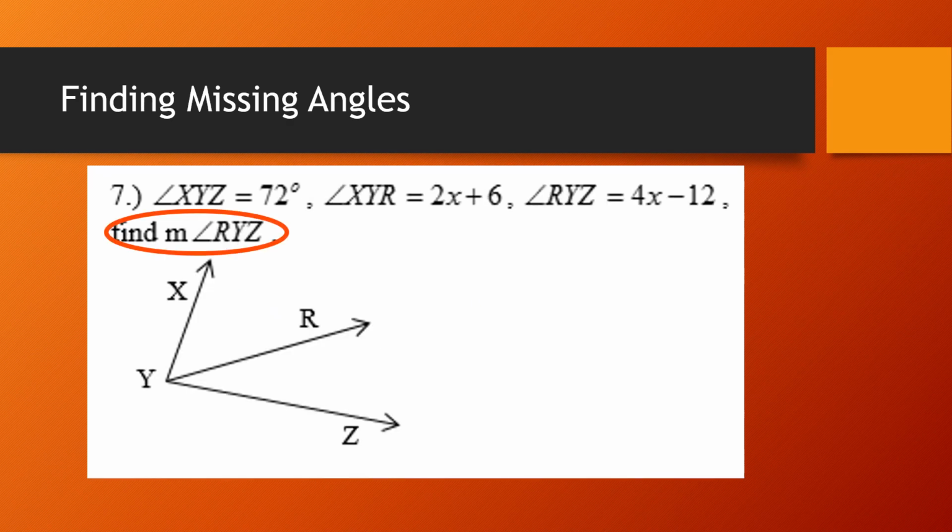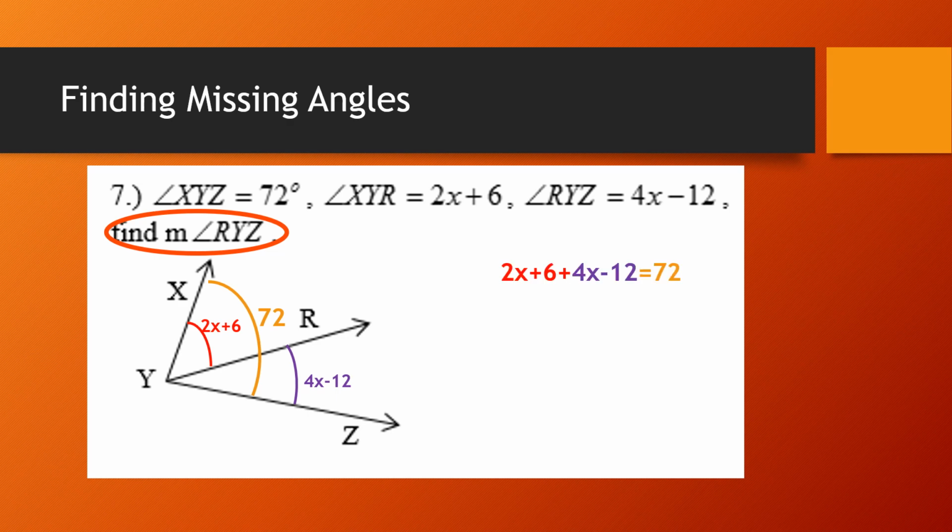Here's one that's a little harder. It tells us that XYZ is 72, so the whole entire thing again. And then we have some variables here. We have XYR is 2x plus 6, and then RYZ is 4x minus 2. So we have the whole entire thing in two pieces here.